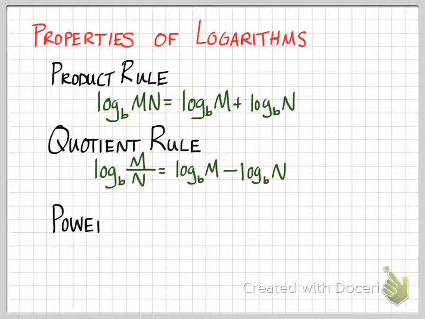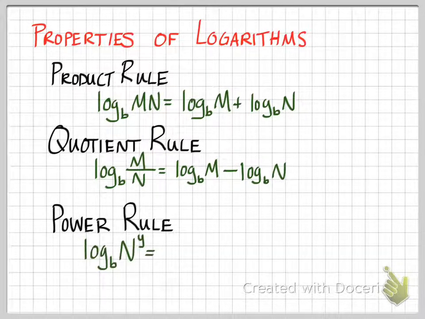The final rule is called the power rule, and the power rule is like it sounds. There's a power on the inside of the logarithm. So this is n to the y inside of the logarithm. We can rewrite this by simply dropping the power out in front and doing y times log base b of n. These three rules are going to allow us to manipulate logarithms, simplify logarithms, and solve logarithms in the long run.